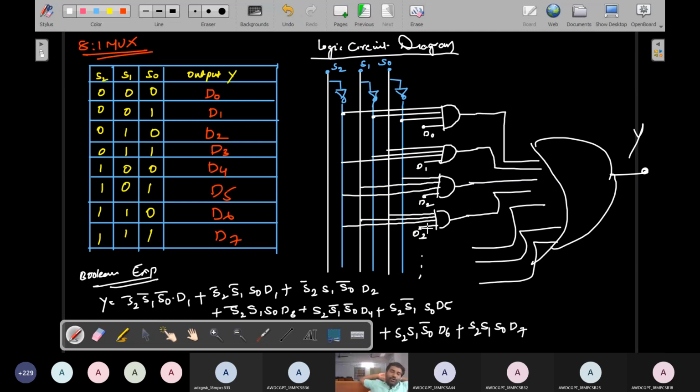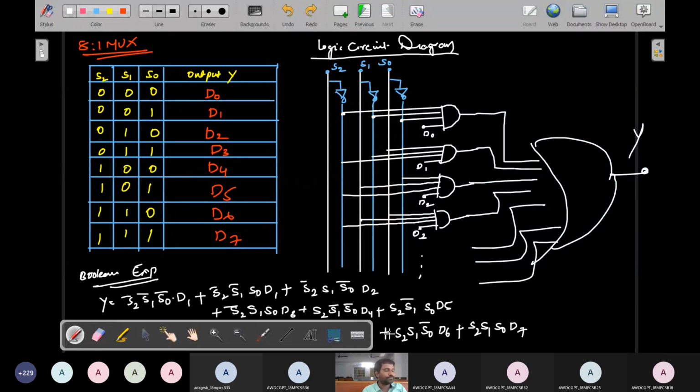I don't have sufficient gap here, that's why I'm not drawing all the gates. Actually these are gates: D1 gate, D2 gate, D3 gate, like that. If you draw all the gates and connect them, finally these are all connected by an OR gate. So this is your final answer, the final output of this 8:1 multiplexer.